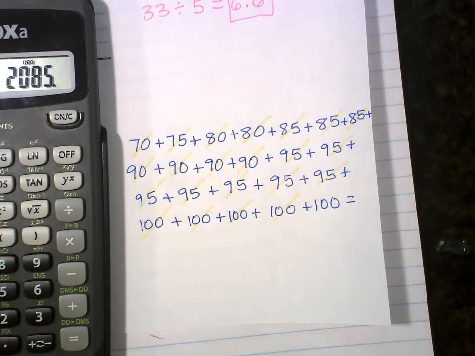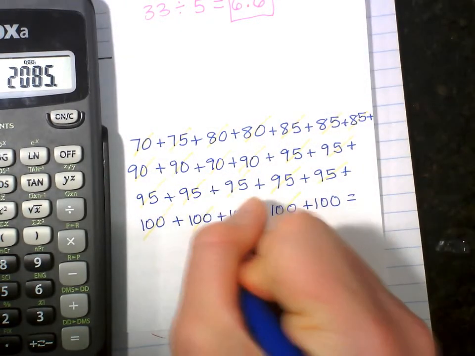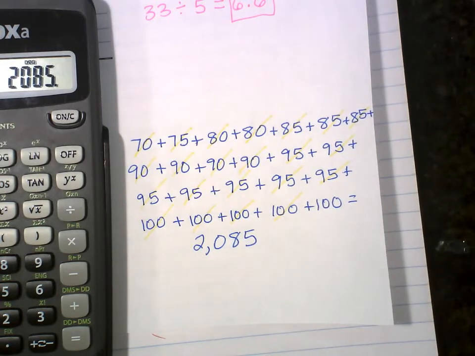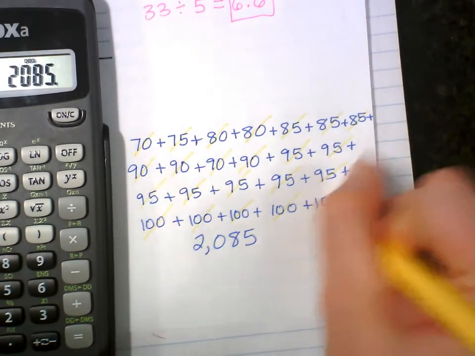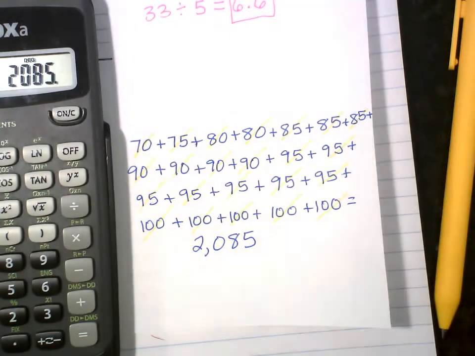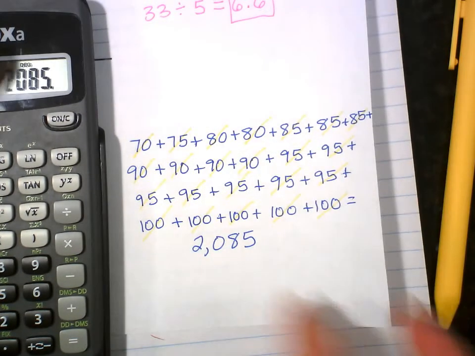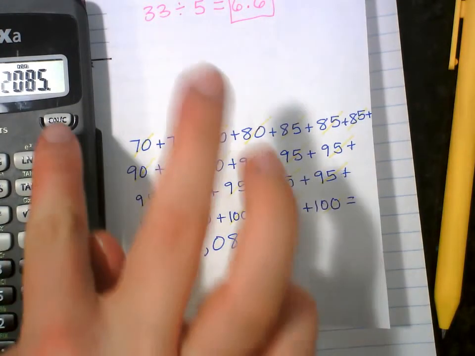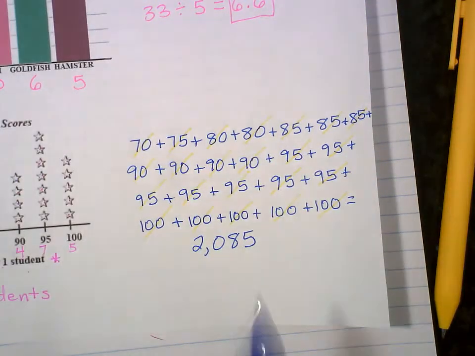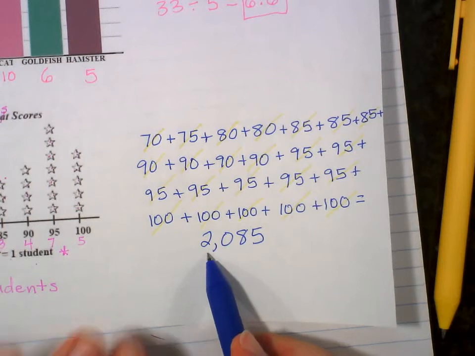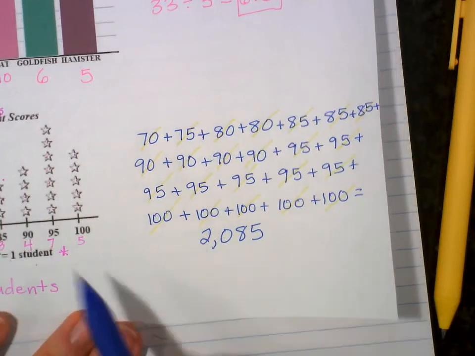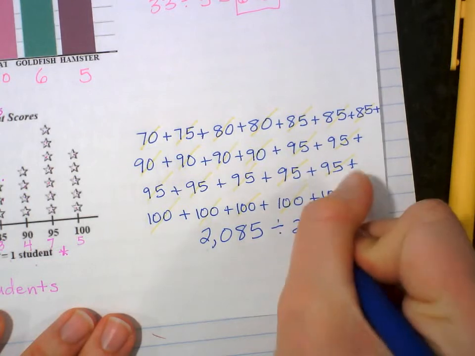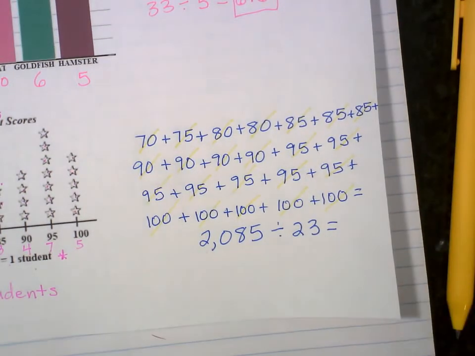So, total 2,085. Okay? 2,085. And guys, if I were you, I would check it. I would re-add those up again and make sure. So that means total 2,085 points for the 23 students. We added up 23 numbers. We have to divide by 23.